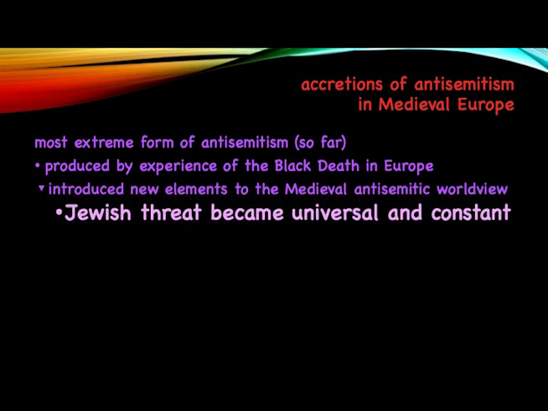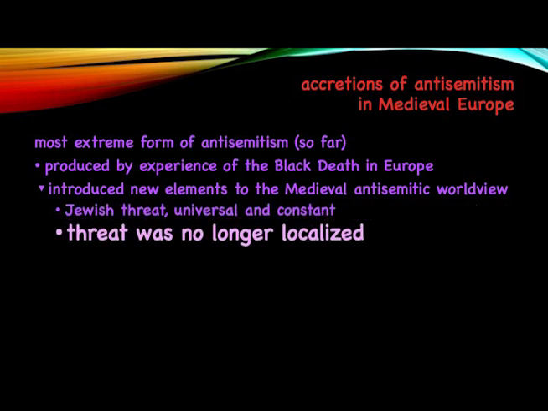It could be found everywhere in Europe now that the Black Death had become the latest and deadliest weapon in the Jewish arsenal. The recurrence of the plague for the next 300 years ensured that this most extreme form of anti-Semitism would remain constantly present in the European imagination and shape the European anti-Semitic worldview.